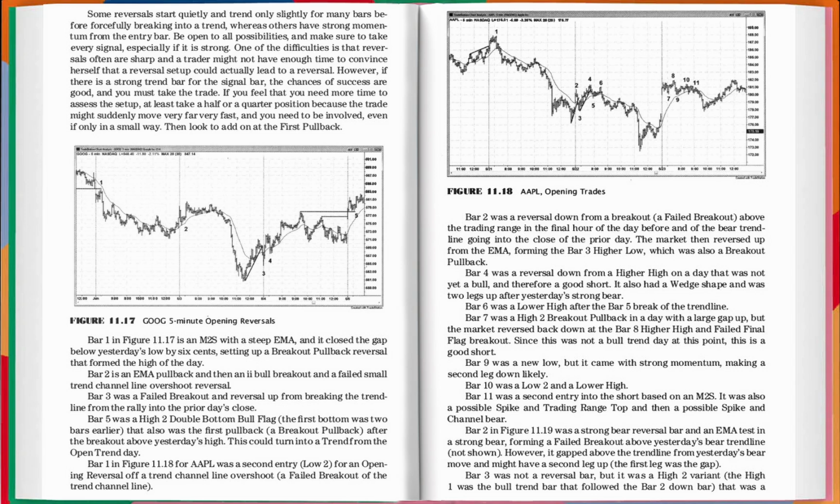However, if there is a strong trend bar for the signal bar, the chances of success are good, and you must take the trade. If you feel that you need more time to assess the setup, at least take a half or a quarter position because the trade might suddenly move very far very fast, and you need to be involved, even if only in a small way. Then look to add on at the first pullback.